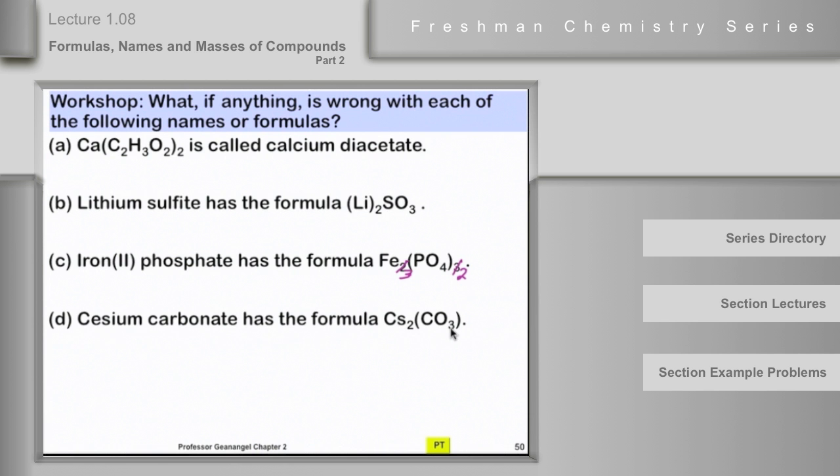If there's only one of them, you don't use the parentheses. Only if there's 2 or more. So we would take out the parentheses. It would be Cs2CO3, and that would be right. Questions on that one? Okay, so you have some inkling about the kinds of things that can be wrong with formulas.